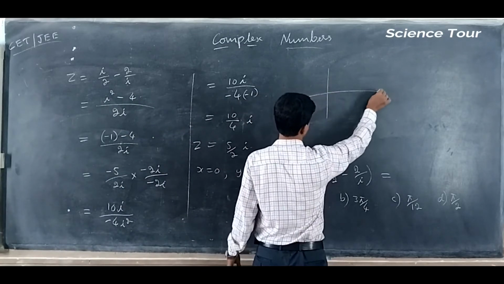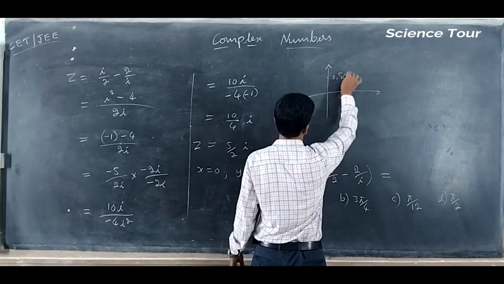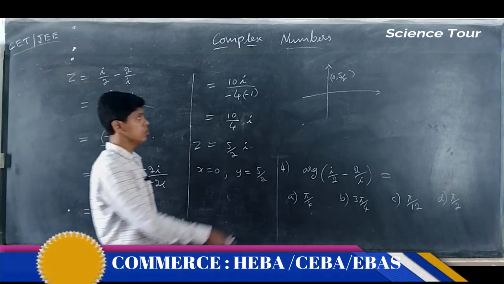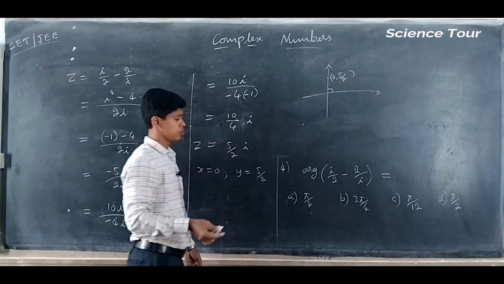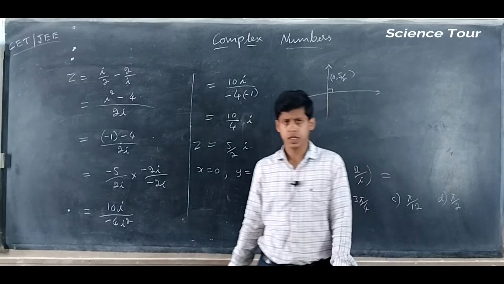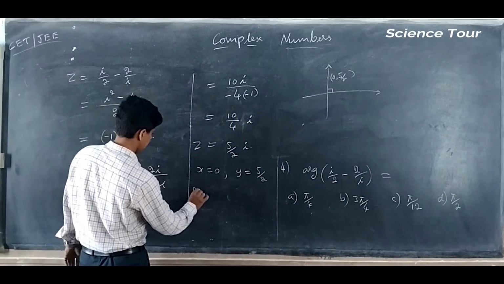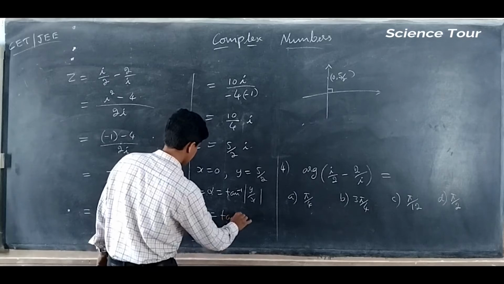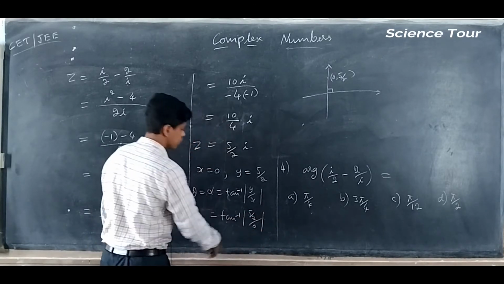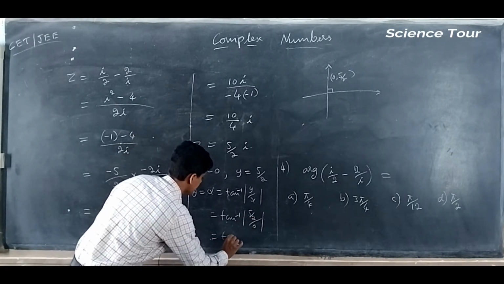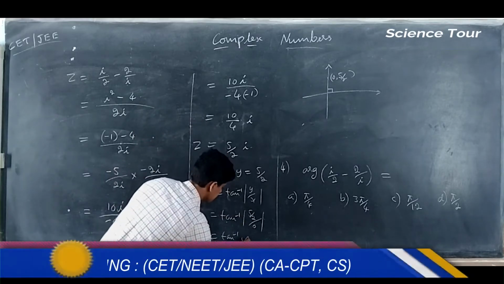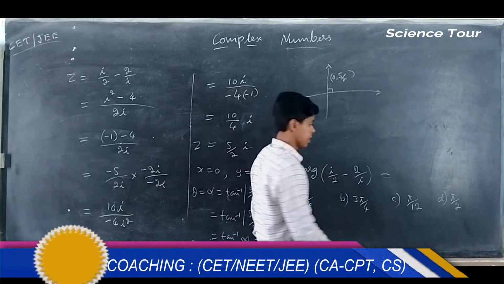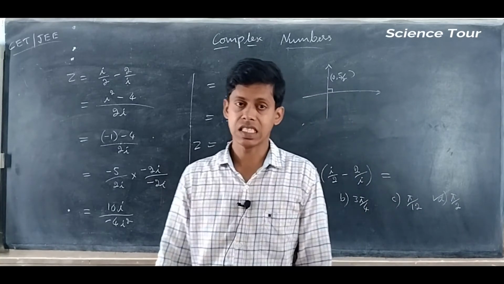If x is 0 and y is something, so 0 comma 5 by 2, it's on the y axis, the imaginary axis. So the angle from here till here is 90 degrees, obviously. So pi by 2 is the answer here. You want to see it? Look at this. Theta is alpha, tan inverse of y by x. That is tan inverse of 5 by 2 by 0. Something by 0 is infinity, right? So tan inverse of infinity is 90 degrees, as we see in the Argand plane. Therefore it is option D, and that's the argument.